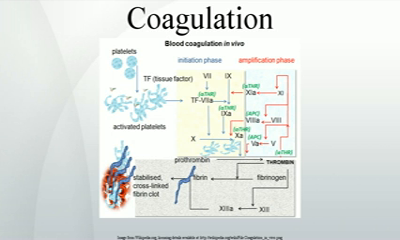Platelets immediately form a plug at the site of injury. This is called primary hemostasis. Secondary hemostasis occurs simultaneously. Additional coagulation factors or clotting factors beyond factor 7 respond in a complex cascade to form fibrin strands, which strengthen the platelet plug.